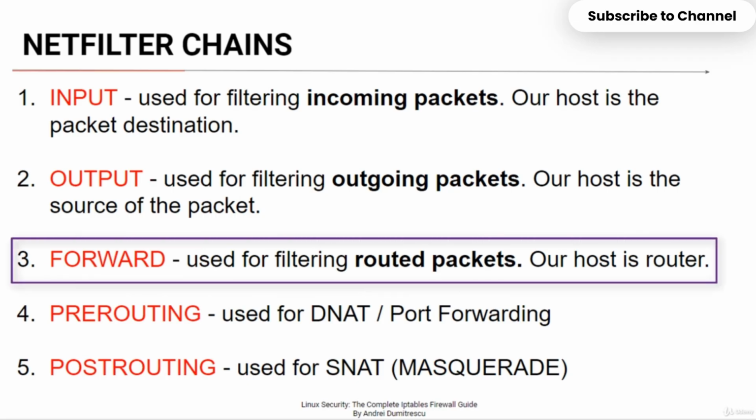Another chain is FORWARD and is used for filtering routed packets. In this case, our Linux machine is a router and connects at least two networks, like the internet and the local area network.